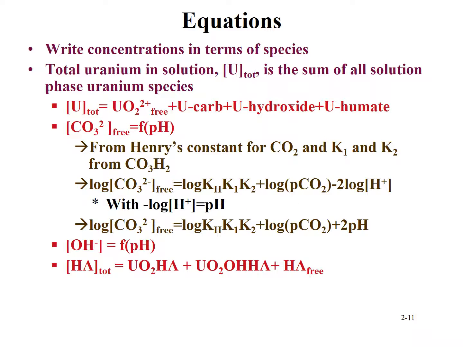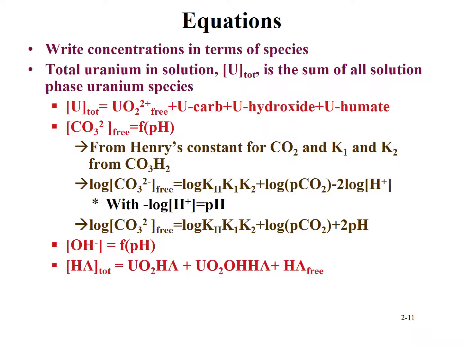And knowing that pH is just minus the log of the proton concentration, I can substitute pH in this equation for log proton concentration. So I can derive an equation that tells me the log of the carbonate concentration as a function of constants, the partial pressure, and the pH. I also need to know something about the hydroxide concentration. Well, I just get that straight from the pH, where pOH plus pH is equal to 14. That I can use to derive the hydroxide concentration at any given pH that I care to measure.